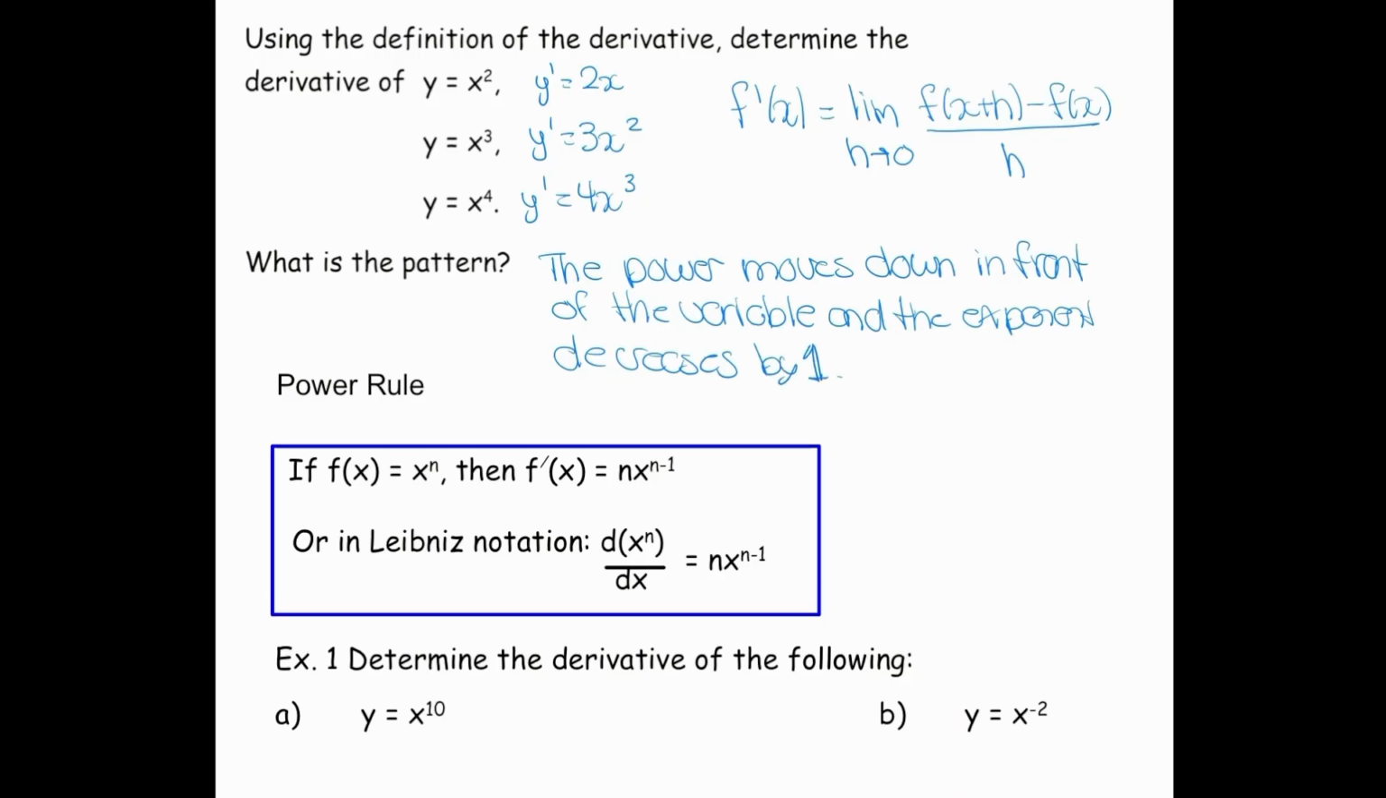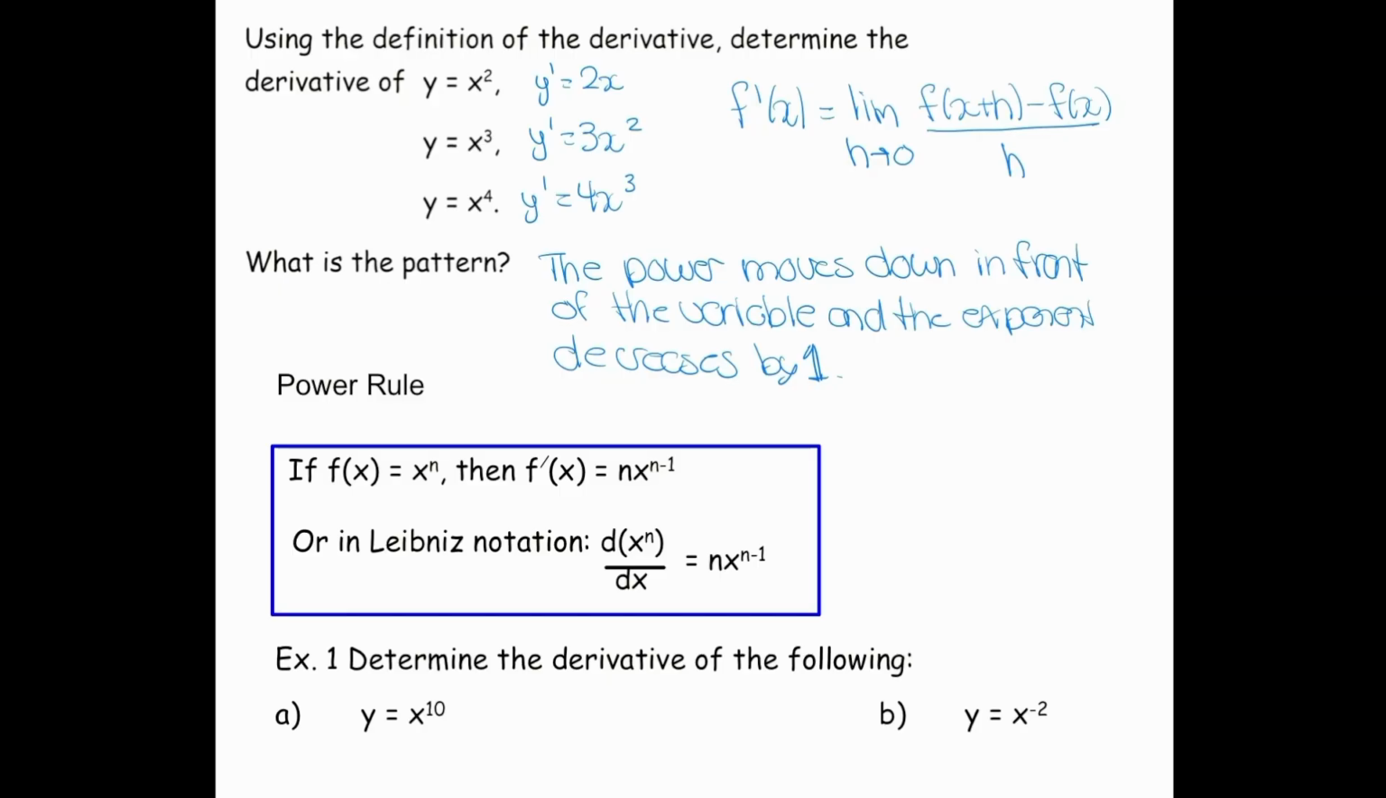So this is the power rule, and the power rule says if f of x equals x to the power of n, then f prime of x will just be n times x raised to the power of n minus 1. Or in Leibniz notation, d of x to the power of n over dx is equal to nx raised to the power of n minus 1. So let's use the rule to determine the derivative of each of the following.